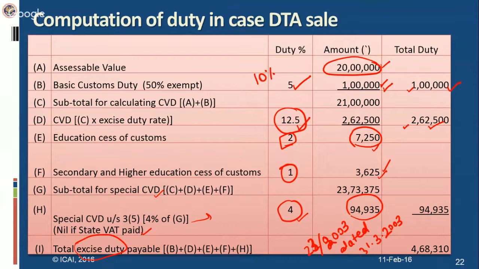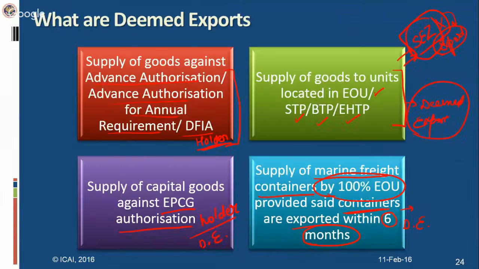So this excise duty payable will come out to be the basic custom duty, that is 50% basic custom duty, plus CVD plus both the cesses and the special CVD. And the amount comes out to be 4,68,310 rupees. Okay. So this is how we'll compute the duty in case we remove the goods from EOU to DTA. Now let us move to special economic zone.